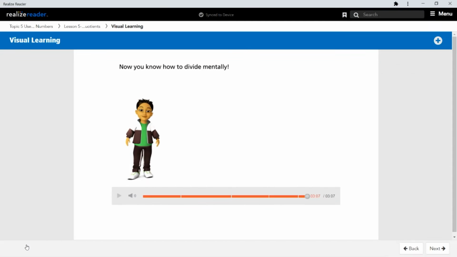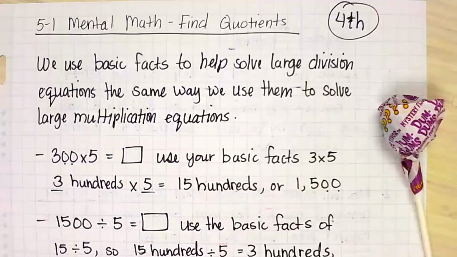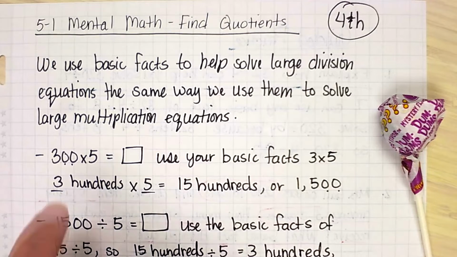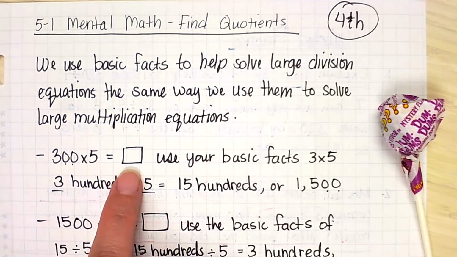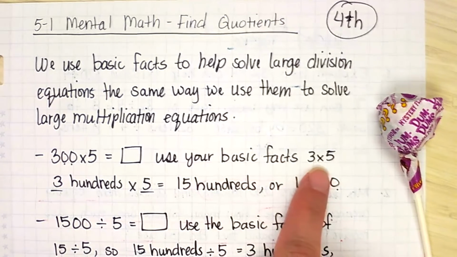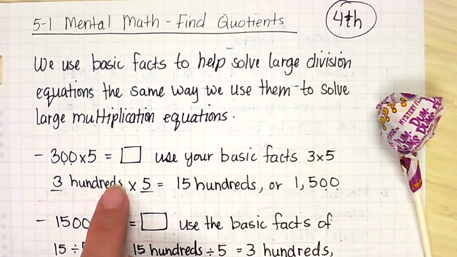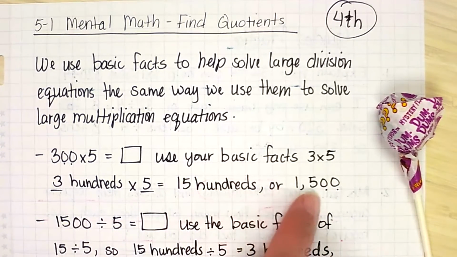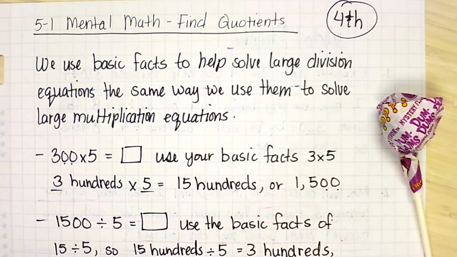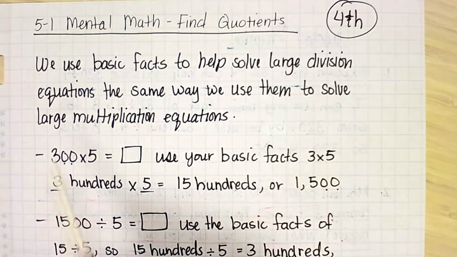All right, let's go ahead and get into our guided practice and our notes. So for our lesson today, 5-1, mental math, finding quotients, we're going to use basic facts to help us solve larger division equations the same way that we use them to solve large multiplication equations. So go back to your basic facts. If I have 300 times 5 is equal to a number, I'm going to use my basic fact of 3 times 5. So 3 hundreds times 5 is equal to 15 hundreds, or 1,500. So that's how I would do it to find my multiplication fact.